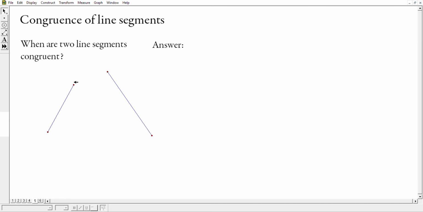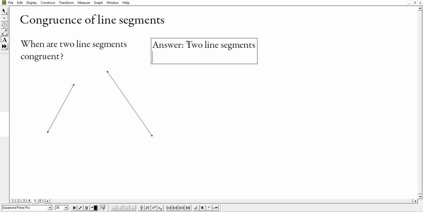And so it's impossible to reflect this one and have it perfectly cover this one, because reflections preserve length. This will stay the same length as this. Or reflections of this will always be the same length. So there's no way I can cover this. So the only way for 2 line segments to be congruent is if they are the same length. So 2 line segments are congruent if they have the same length.